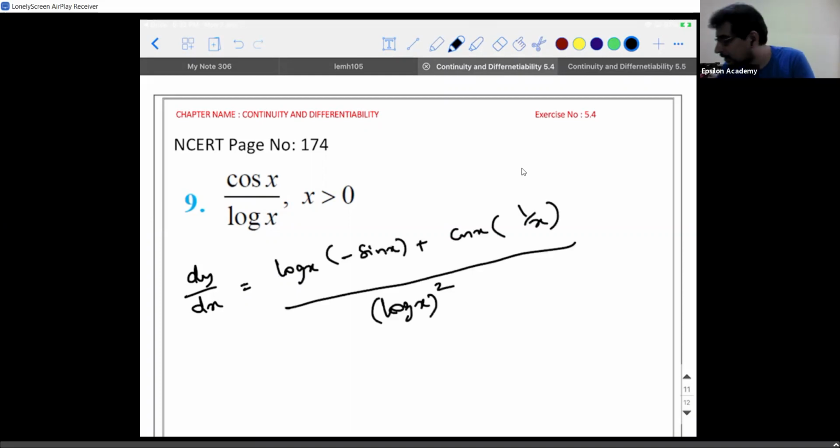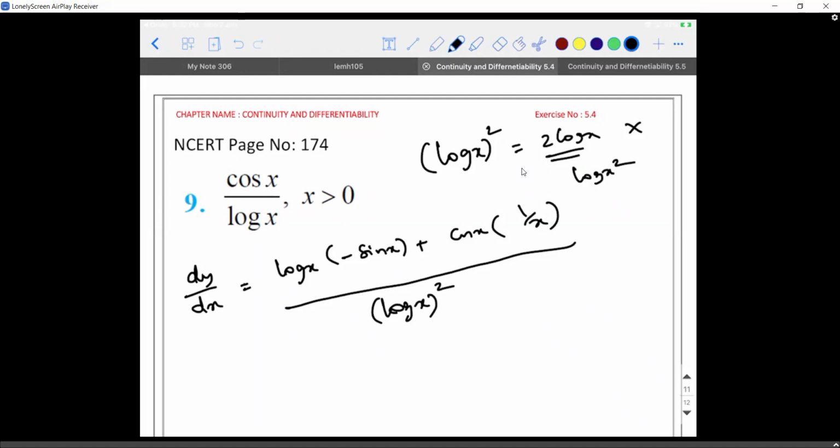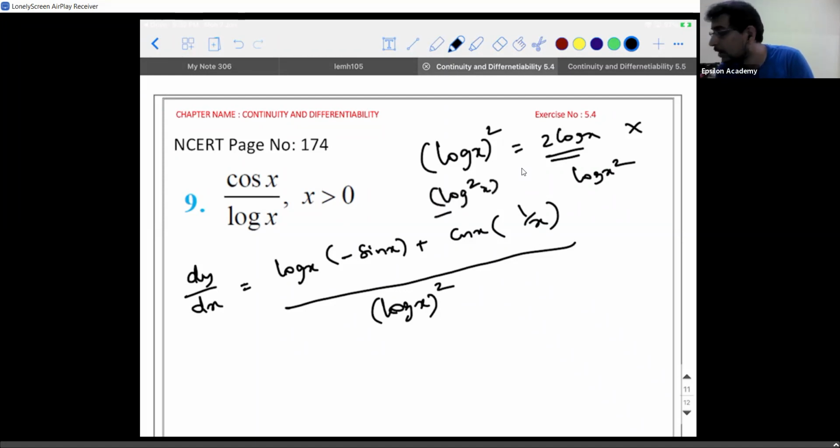One common mistake that will happen is with log x the whole square. People tend to write it as 2 log x. When is it 2 log x? Only when it is log of x square. I hope you are able to understand the difference now. Don't write it as 2 log x, or some people write it as log square x, like how you write tan square x. Don't make those mistakes. I've seen those kinds of mistakes, don't do them. Is it log x the whole square? That's it.